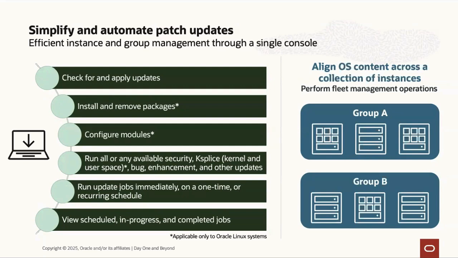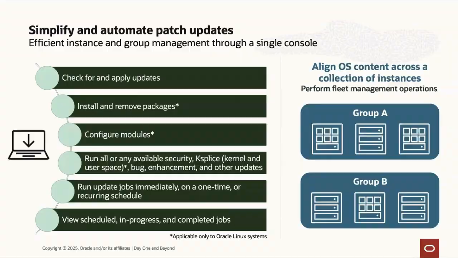You also have the option to manage instances as groups, and groups let you align OS content across multiple servers and apply updates in bulk. This is really useful for keeping environments consistent at scale. For example, you would like to ensure all production servers are on the same patch level.